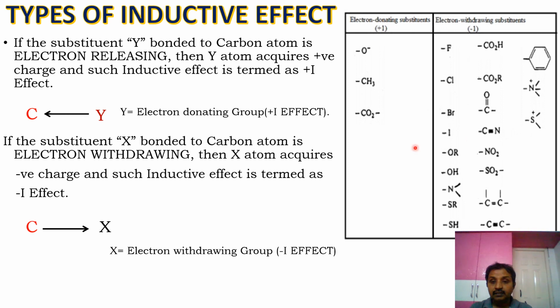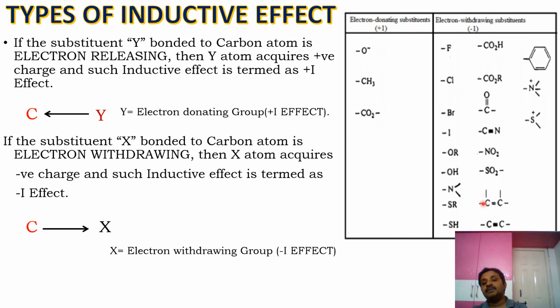Okay. Even double bond and triple bond functional groups act as electron withdrawing groups. Why do the triple bond and double bond act as electron withdrawing groups? Because of the triple bond, the carbon has sp hybridization. As the s character in the hybridization increases, electronegativity increases. Because of that, the triple bonded carbon atom has more electronegativity compared to the double bonded carbon atom.